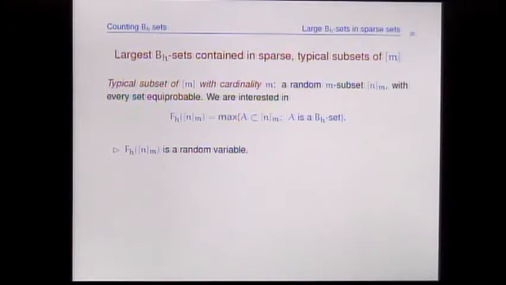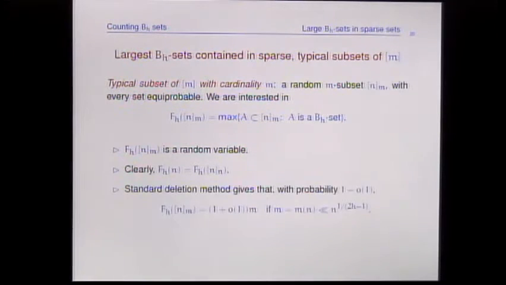Okay, this is a random variable because what I put inside here, this brackets n, m, is a random object. Well, of course, if I take n equal to m, I have f_h of n. And this appeared before. When m is small, below this n to the 1 over 2h minus 1, essentially everything, you can delete a little bit and get a BH set inside your random set. This is what we used before.